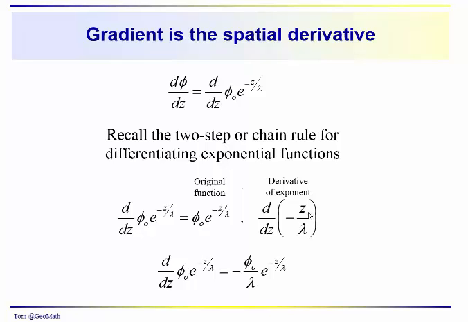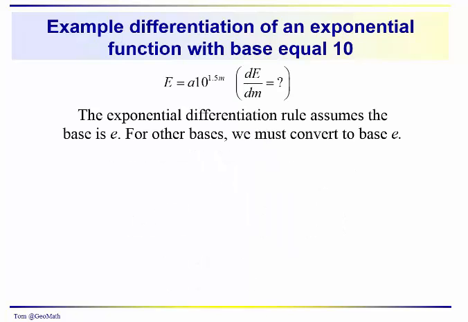The derivative of that is basically just minus 1 over lambda. So we have 1 over lambda times phi 0 e to the minus z over lambda. That gives us a minus phi 0 over lambda e to the minus z over lambda. So a fairly straightforward relationship. Notice up here we have the base e, so that makes the application of this differentiation rule fairly straightforward.